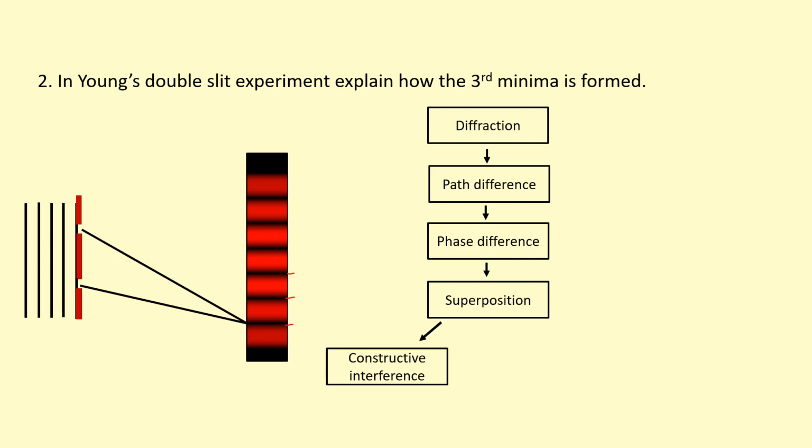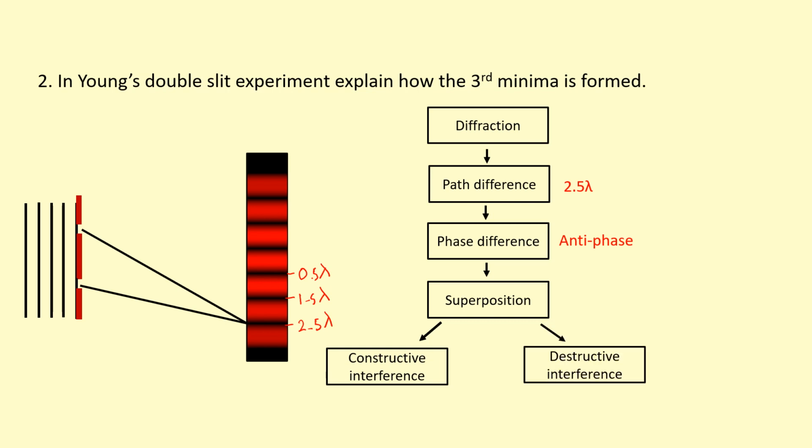Okay, so firstly, the first minimum is formed because the wave traveling from the top slit would have traveled 0.5 wavelengths extra. The second minimum is formed when it's traveled 1.5 wavelengths extra. So the third minimum is formed when it's 2.5 wavelengths. Because if it's 2.5 wavelengths, that's basically the same as half a wavelength, and it's going to be in antiphase. So when they superpose, they're going to superpose destructively, forming that minimum.